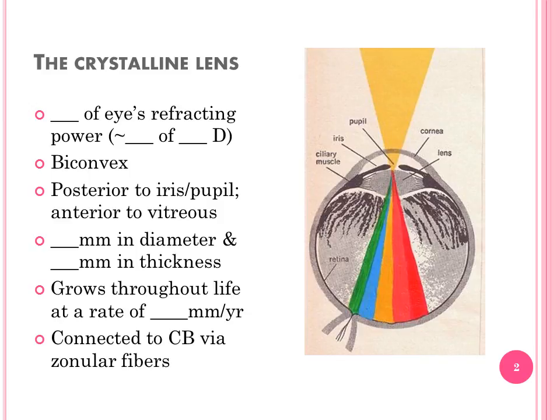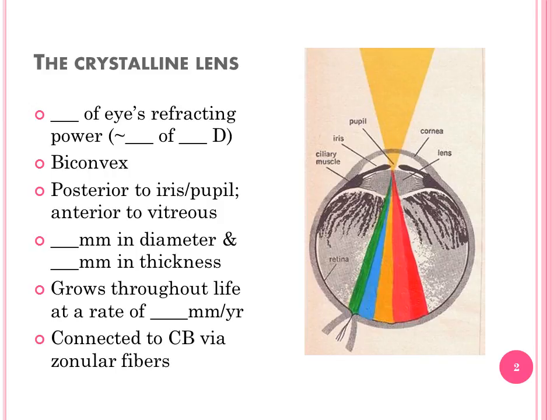We say that the lens is 10 millimeters in diameter, and it's about 4 millimeters in thickness. Your lens actually grows throughout your life at a rate of about 0.23 millimeters per year. So let me shout out those numbers for you again. The diameter of the lens is going to be 10 millimeters. That's actually from top to bottom. The thickness we talk about is kind of the width of it. That's going to be 4 millimeters. And then the growth rate is 0.23 millimeters per year.